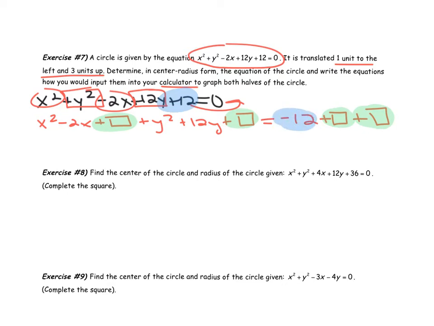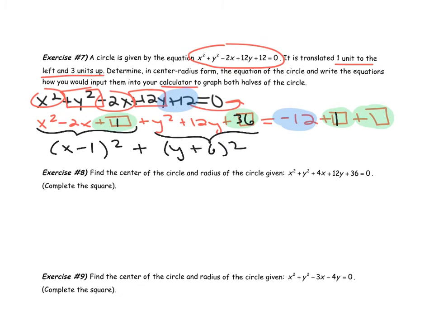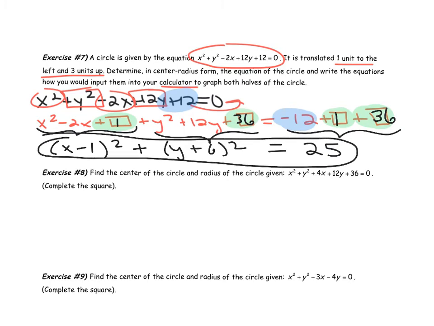Okay, all right, let's start to complete the square. So we'll have x minus 1 squared plus 1, plus 1. We'll have y plus 6 squared, so that's plus 36, plus 36. Combine my like terms on the right-hand side. We have negative 12 plus 1. That's negative 11. Negative 11 plus 36 is 25. So that's my equation of the circle in the correct form, center-radius form. So the center of this circle is 1, negative 6, with a radius of 5.